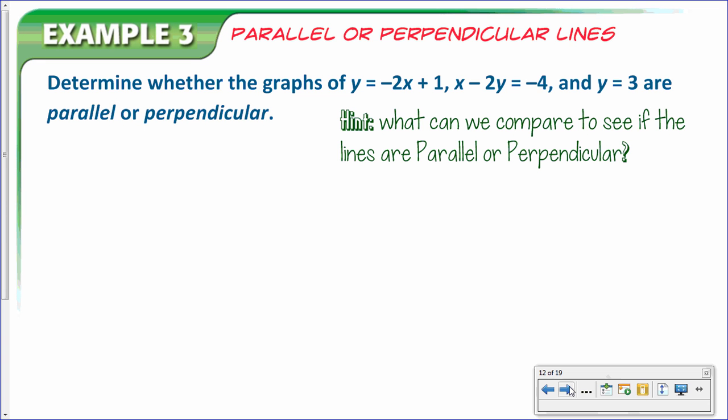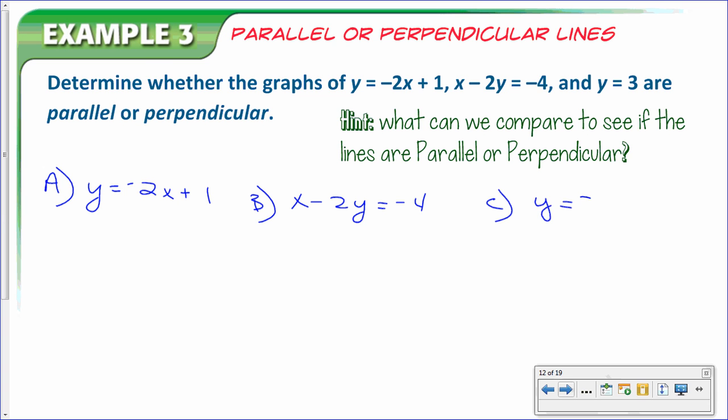Okay. Determine whether the graphs of y equals -2x plus 1. Is this one on the old video? This one is? Is it in your notes? No? Okay, so I got equation A, y equals -2x plus 1. And then B is x minus 2y equals -4. And then C is y equals 3.